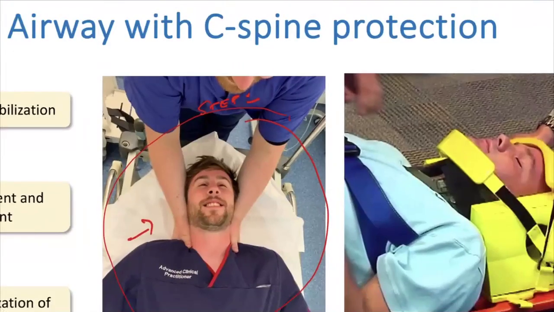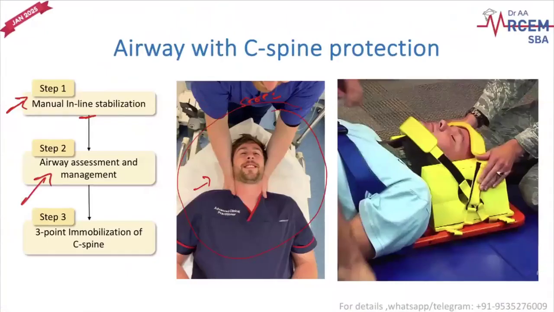Step two is basically assessing the airway, and if required, you will be intervening and managing the airway. Step three is 3-point immobilization of the C-spine. It is not only the C-collar that you're placing; along with the C-collar, you're placing head blocks on either side. Along with it, you have tape, one running over the forehead, another running over the chin. So you're immobilizing at 3 different points. This is the right way to immobilize the C-spine.